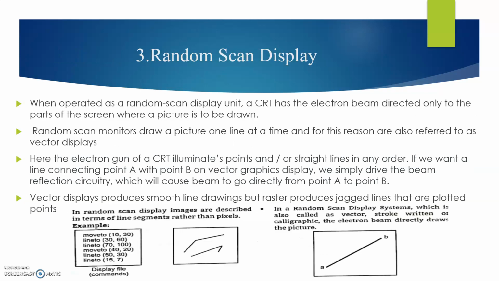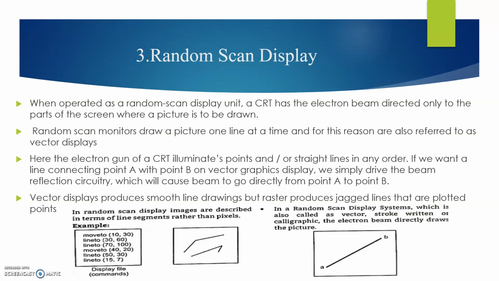The next is the random scan display. When operated as a random scan display unit, a CRT has the electron beam directed only to the parts of the screen where a picture is to be drawn. Random scan display monitors draw a picture one line at a time, and for this reason are also referred to as vector display. Here, the electron gun of a CRT illuminates points and/or straight lines in any order.